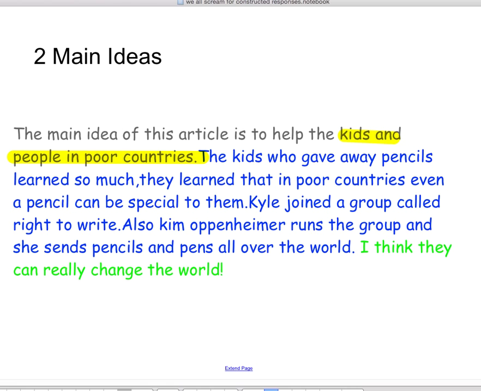They really weren't focused at all on how we waste pencils because that wouldn't have fit their main idea of kids and people in poor countries. So they have to match. So nice job to these two people. They did a great job.